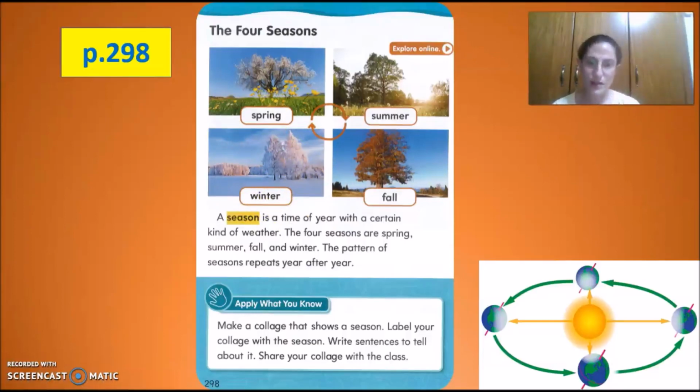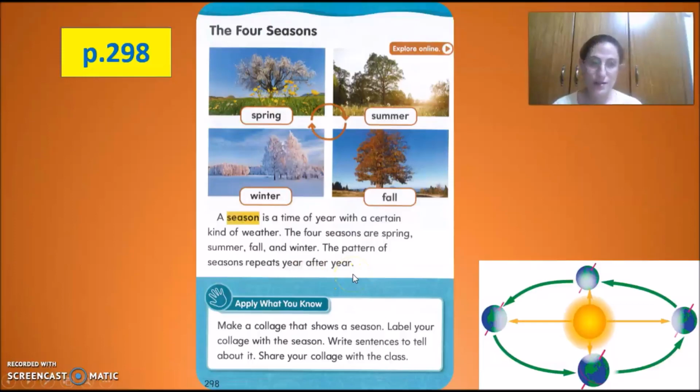Let's read together to discover. A season is a time of year with a certain kind of weather. The 4 seasons are spring, summer, fall, and winter. The pattern of seasons repeats year after year. So I'm going to reread, then I'm going to explain. A season is a time of year with a certain kind of weather. The 4 seasons are spring, summer, fall, and winter. The pattern of the seasons repeats year after year.